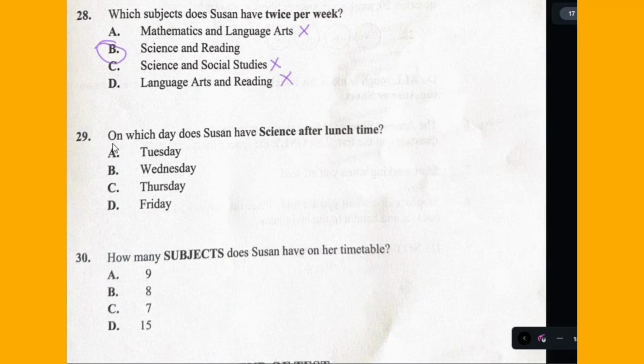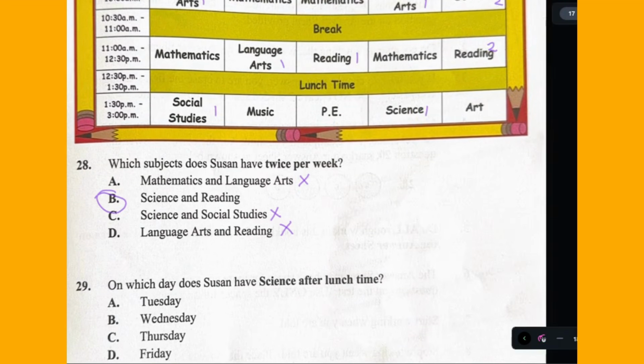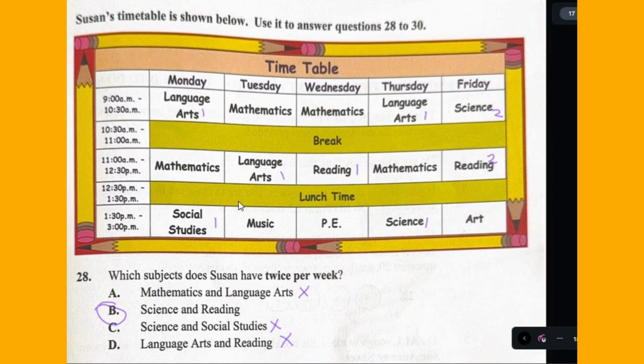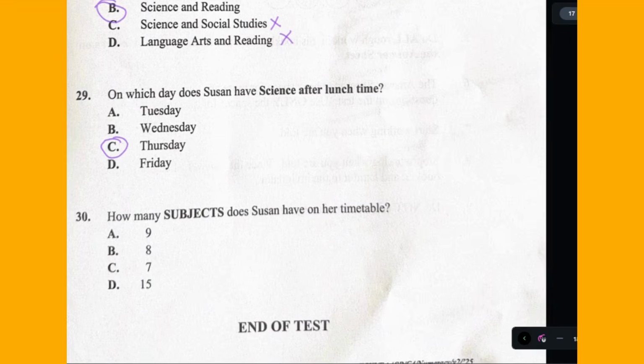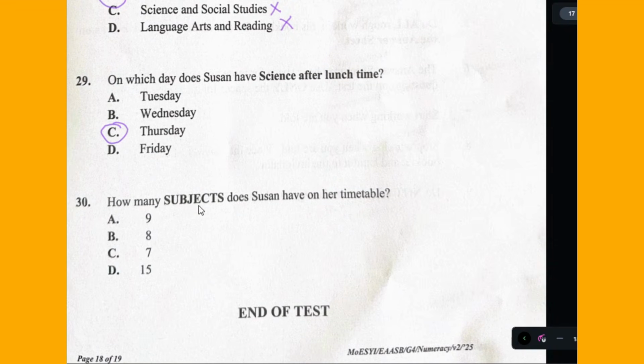Question 29 says, on which day does Susan have science after lunch? So we're looking for a science after lunch. Science after lunch would be on Thursday. So we're going to choose C. And the final question, how many subjects does Susan have on her timetable?